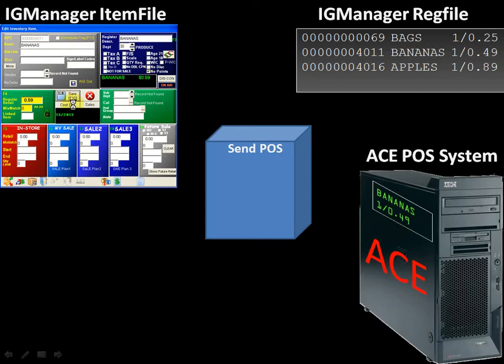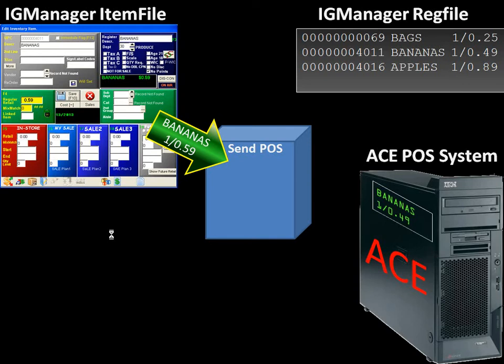What we've got here is I've gone in and changed the price. Ignore, this picture's not quite right. I changed the price to 59 cents, and I start a send POS. You'll notice when you do a send POS, it scans the whole file. What that means is it's going to each item and saying, what is the price? What should this item be selling for today?